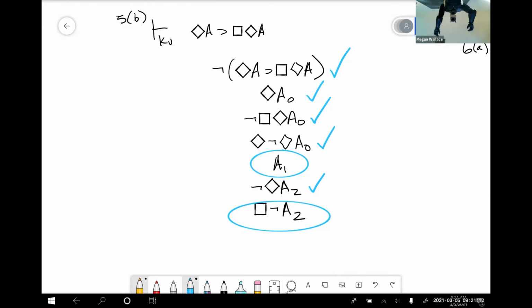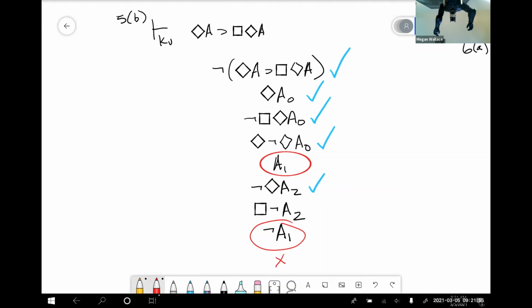Because every world is related to every other world, we know that 2 can see 0, 2 can see 1, and 2 can see itself. We don't have to write that. When we have a box claim, the claim within the scope of the box is going to be true at every world. So what matters is that not A is true at 1. That will deliver our contradiction: not A is true at 1 and A is true at 1. That's our contradiction, and so that's the proof.